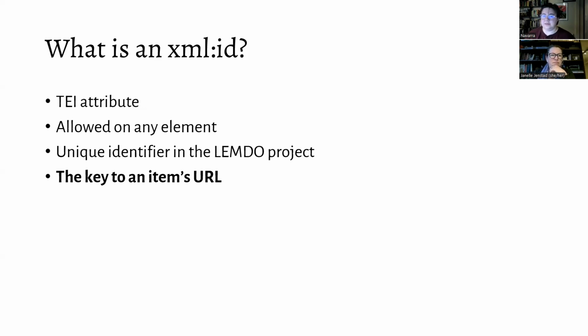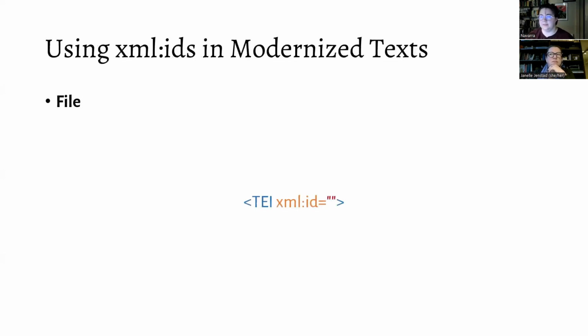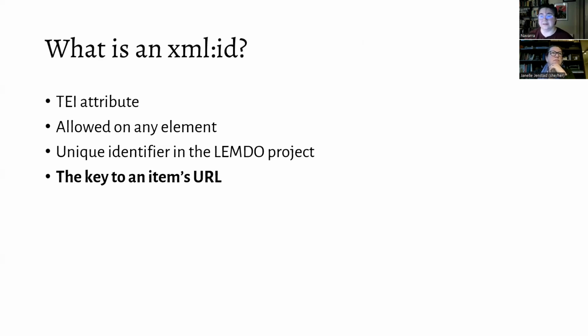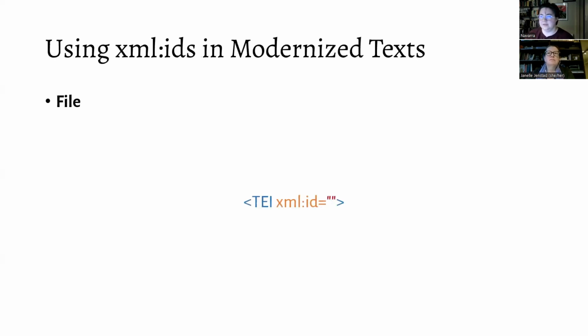It is the key to an item's URL. So, when your modernized text has a URL at the top of the web page, the XML ID is what makes that URL unique, and it's how that is formed. Which also means that if something has an XML ID, we can link to it. We use them in plenty of ways in the modernized text.